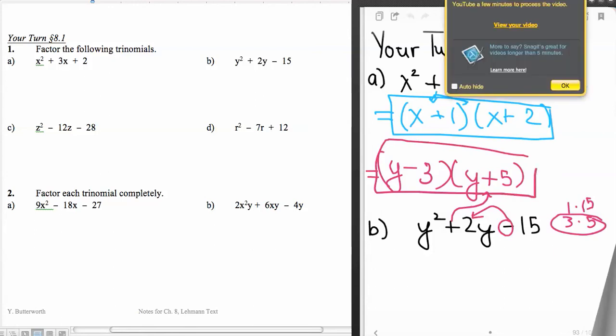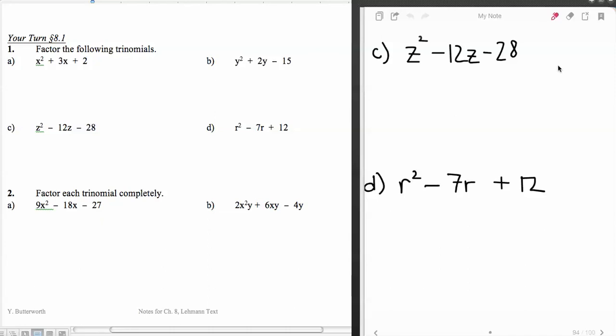Then the next one I have the factors of 28. So 1 and 28, 2 and 14. 3 doesn't, 4 does, 4 and 7, 5 doesn't, 6 doesn't, and I met myself in the middle, and I need the ones that give me a difference of 12. So 14 and 2 give me a difference of 12 this time.